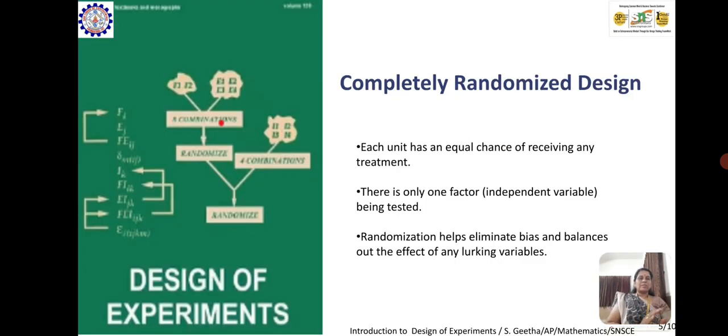In completely randomized design, each unit has an equal chance of receiving any treatment. There is only one factor, that means only one independent variable being tested here. Randomization helps to estimate bias and balances out the effect of any lurking variable. This is also known as one-way classification. Here we are testing only one variable, that means column wise.